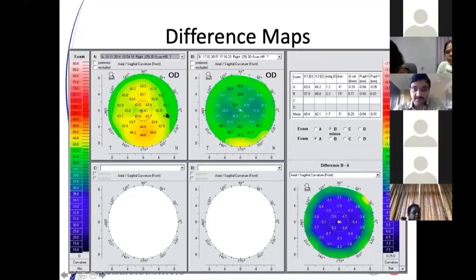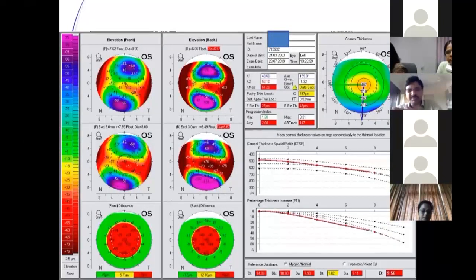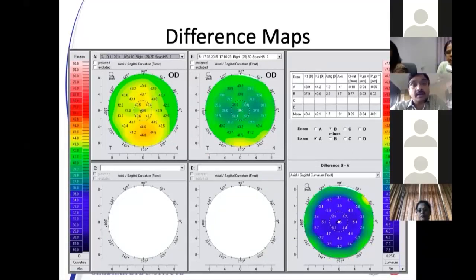Now these are the major factors which we showed in all. These are the major topo prints which we see. Then there are specialized things in each machine. There are difference maps which help you in differentiating the effect of treatment. For example, this is a post myopic astigmatism treatment, pre and post, and shows flattening post treatment, and also central flattening, which means that the ablation has been very centered.